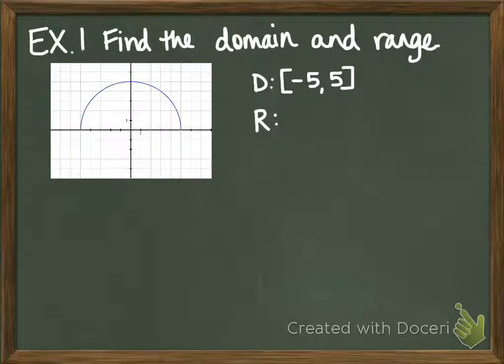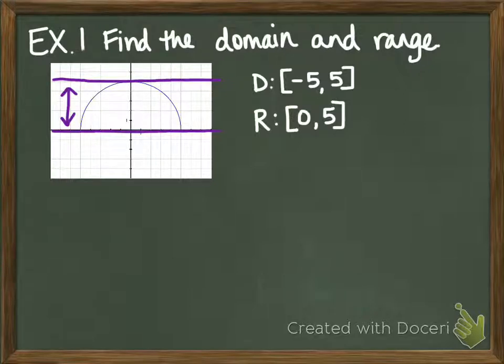Then for the range, we go bottom to top. So the very lowest part of the graph to the highest part of the graph. So the lowest this graph goes is 0, and the highest it goes up to is 5. So the domain is -5 to 5, the range is 0 to 5.